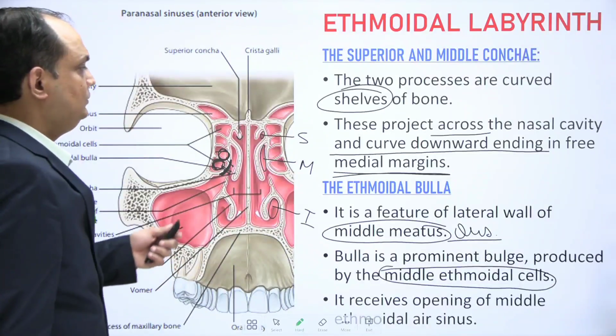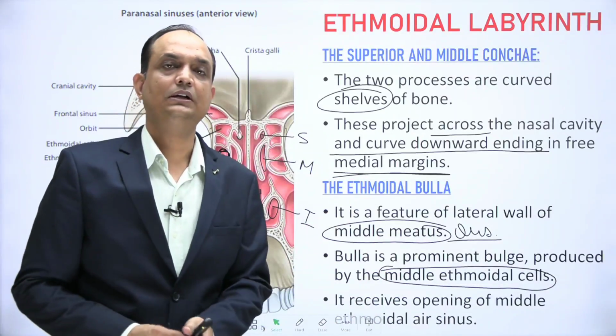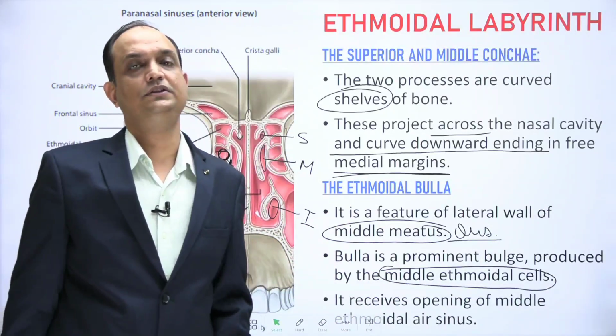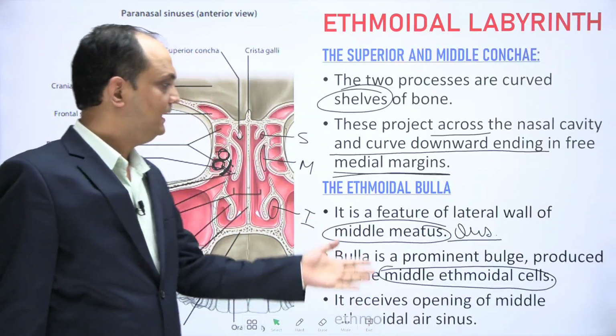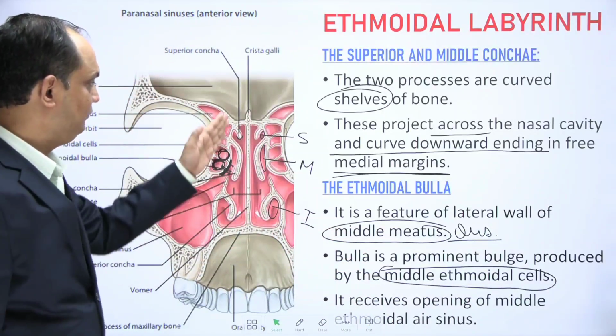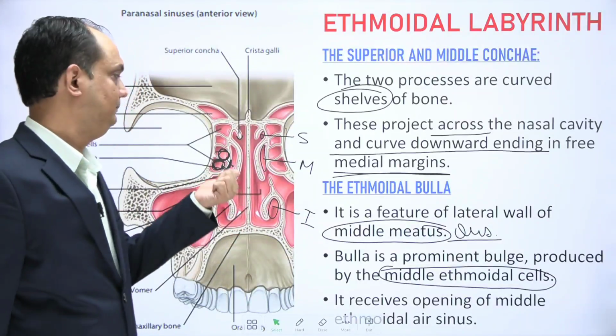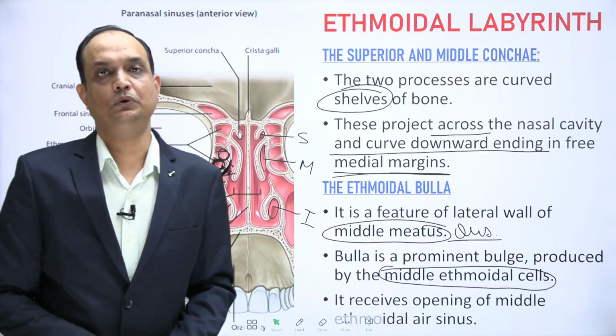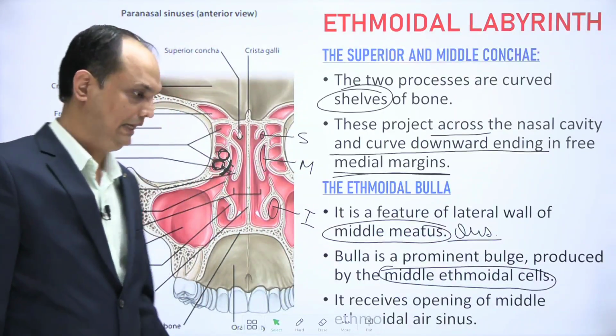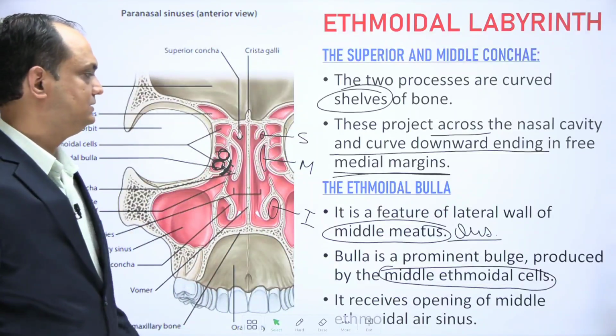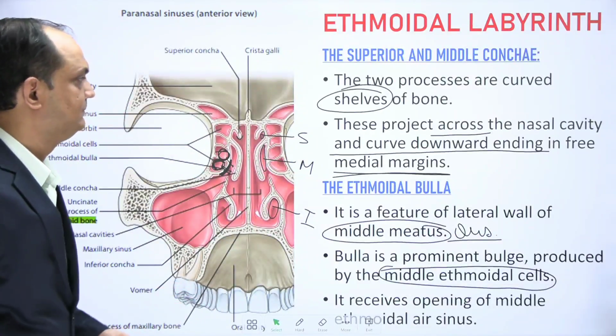So whenever you have the term ethmoidal bulla, there are characteristic features you should always keep in mind. The ethmoidal bulla is a feature of the lateral wall of the nose. In the lateral wall of the nose, you will find it in the middle meatus. And why is it produced? It is produced by the underlying sinus, which is known as the ethmoidal air sinus.